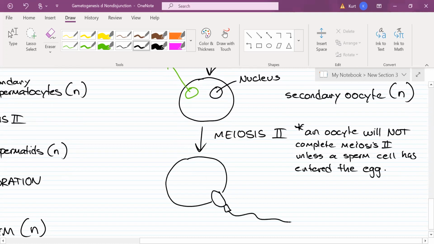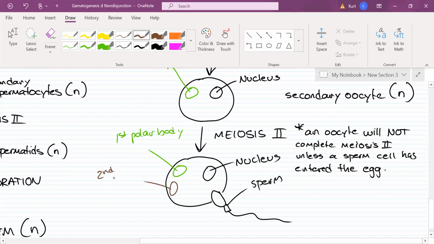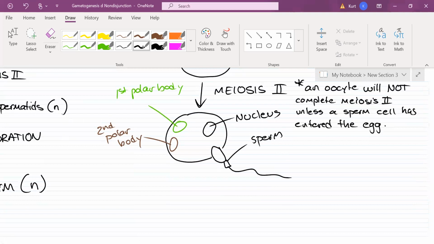So let's say a sperm cell has entered this egg cell. It's trying to get to the nucleus of the egg cell. So there's our nucleus of our egg. Here's the sperm. And we have our first polar body, and we're going to have our second polar body. These are just divided nuclei that are not going to be part of the final picture.